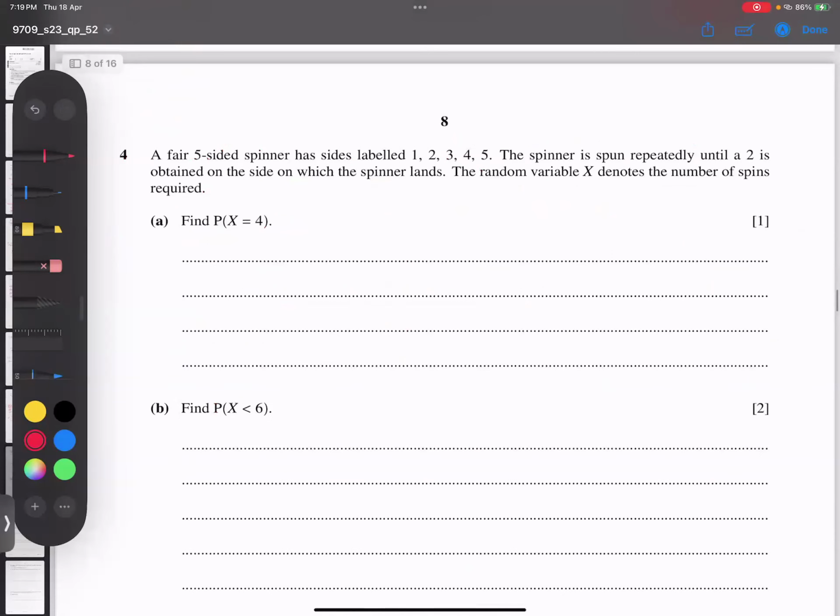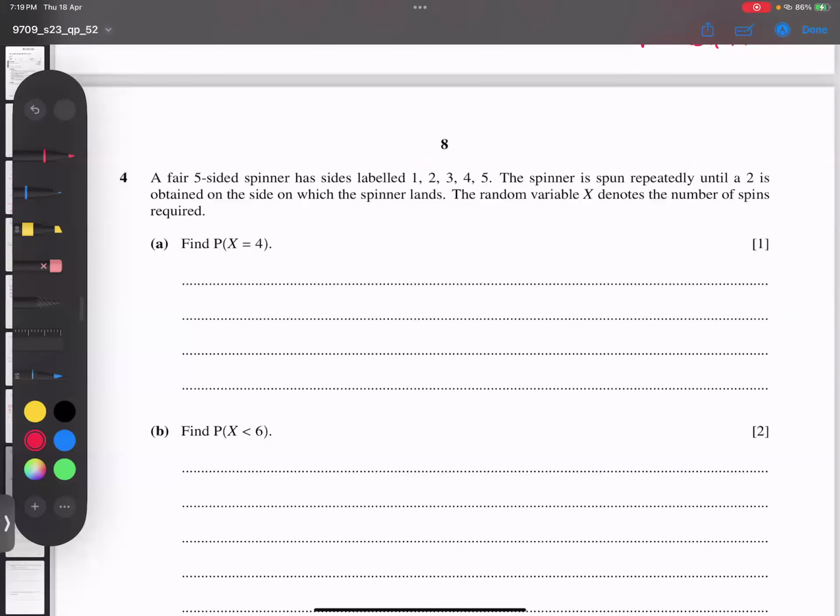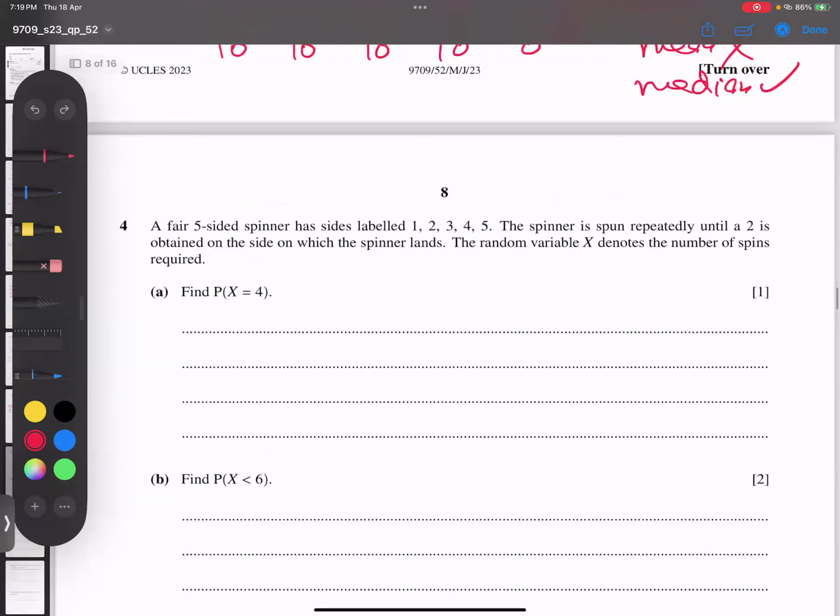Okay, let's go to question number 4. Question number 4 says a fair 5-sided spinner has the numbers 1, 2, 3, 4, 5. And the spinner is spun repeatedly until a certain outcome comes. This represents geometric probability. And in geometric probability, in the bracket, we always have P. What does P stand for? Probability of favor. Okay, so I think this part is clear.